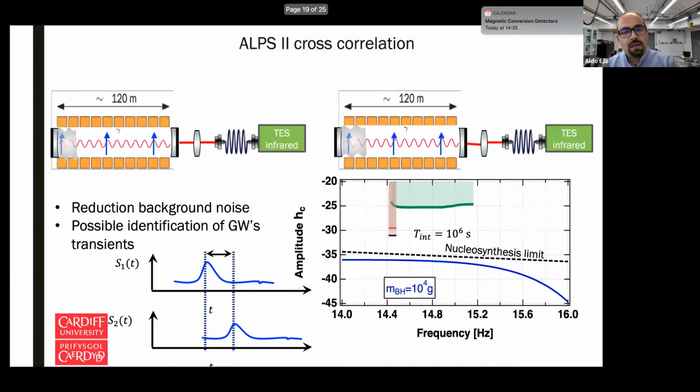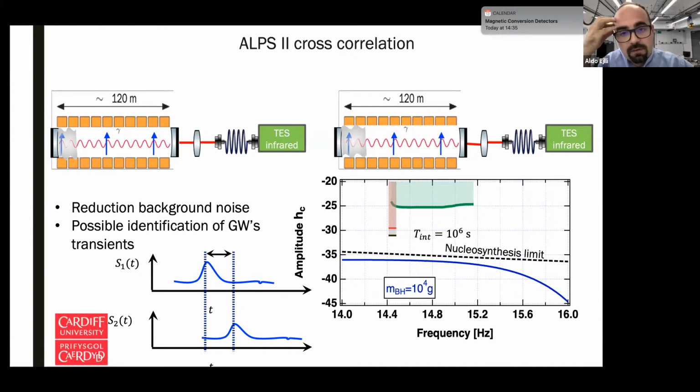So what can be done, once we have a system like ALPS II, in order to improve the sensitivity is a question. And one of the big questions is how to distinguish a signal from a noise. And here comes the idea of cross-correlation. ALPS II has two cavities. One is for generation and one is for the conversion. We might use both of them.